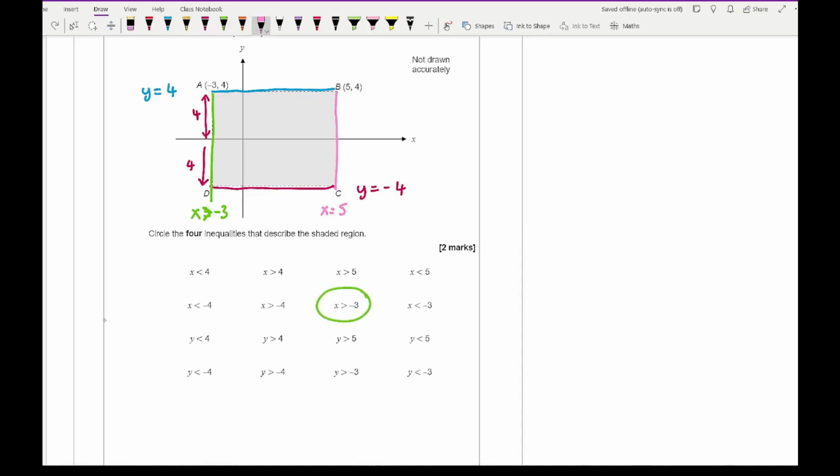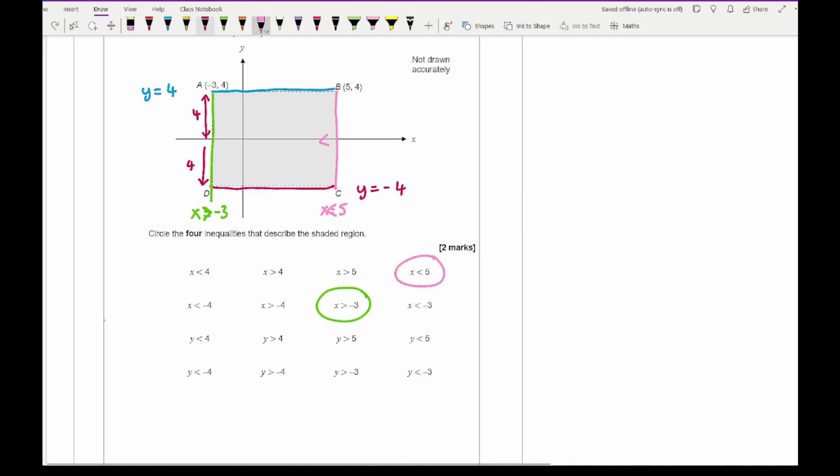On the pink line, it's to the left. So I'm looking to replace that symbol with left there. Now all of these lines are dotted, so I'm not looking for less than or equal to. So for that one, it's going to be x is less than 5, which is this first one here.